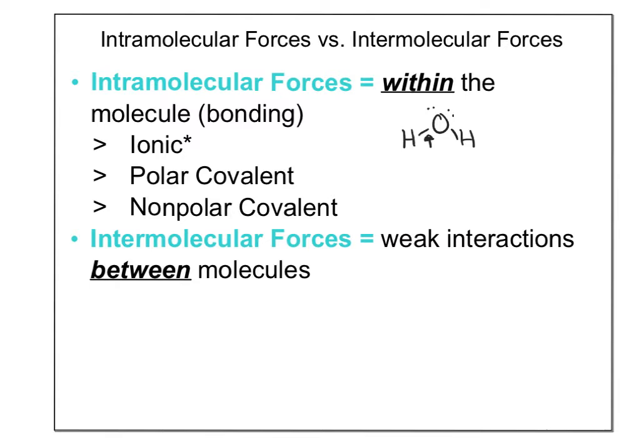I gave ionic a star because ionic compounds are really more like attractions. Remember, we learned that they tend to make this crystal lattice structure where it's repeating positive, negative, positive, negative. So we're not going to focus too much on ionic forces, whether as bonding or as an intermolecular force, in this video. It's mostly about polar covalent bonding and what those will do in terms of intermolecular forces.